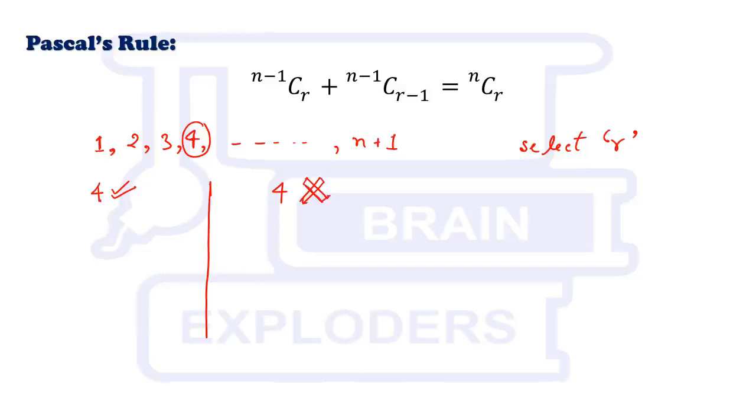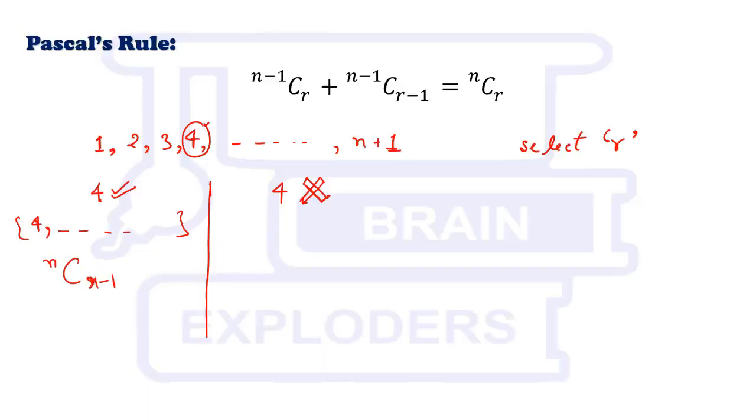So in how many ways can we do it? From these n plus 1, we must select 4. So 4 should be selected. Suppose we are making any combination and we selected 4. Now how many selections do we have to make? From the remaining n, we have to select r minus 1. So how many possibilities are there? nC(r minus 1).